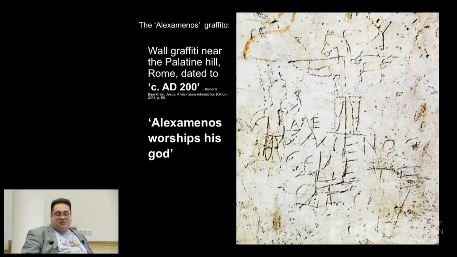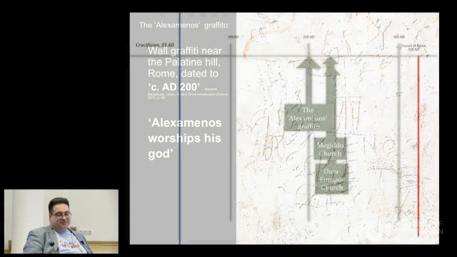So here we have, I think, pretty clear evidence around 200 AD, that's 125 years before the Council of Nicaea, that there were people who treated Jesus as divine, someone to be worshipped. Worship his God, it says.